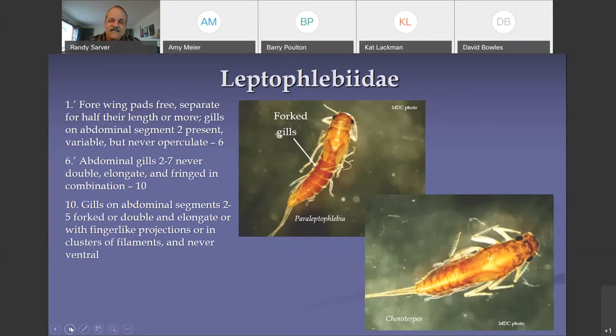Unfortunately, gills get knocked off sometimes, so it's not so easy if you're collecting them roughly. But at number 10, we would go with just the plain 10, not 10 prime: gills on abdominal segments 2 through 5 forked or double and elongate, or with finger-like projections or in clusters of filaments, and never ventral. So we use gills to distinguish this family. Next.